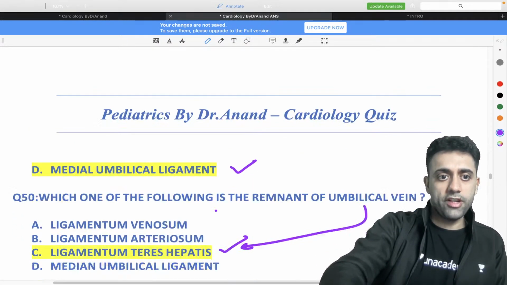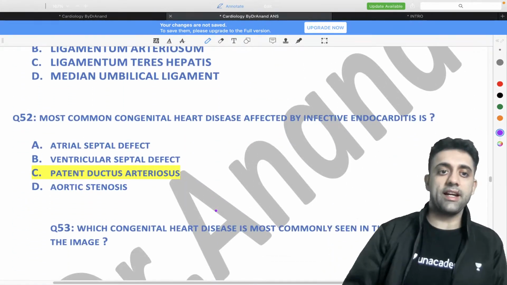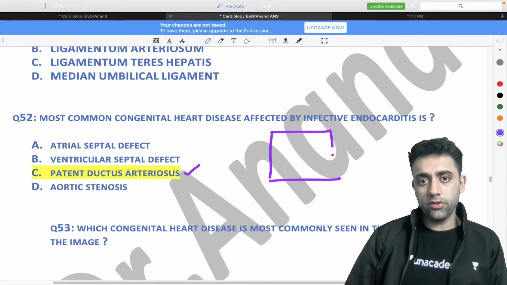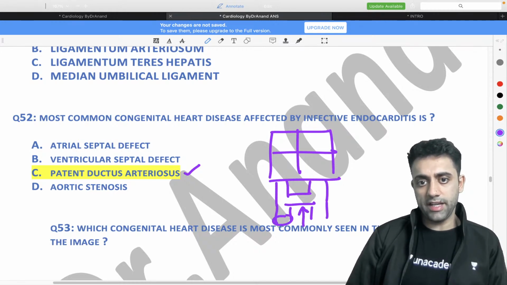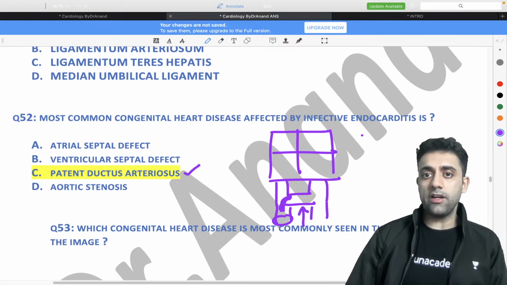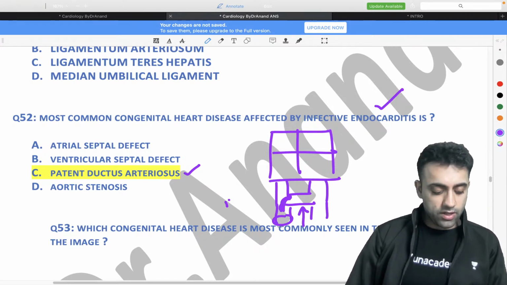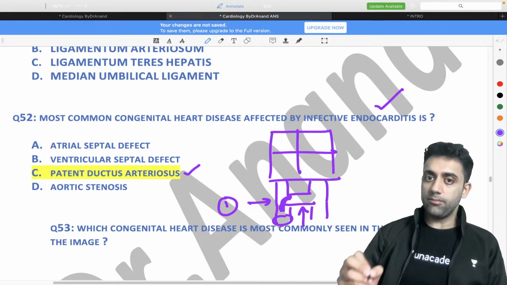Question number 52. I think the best answer should be exactly patent ductus arteriosus. Always remember, my dear friends, I told you the four-chambered heart, right? And here we have the patent ductus arteriosus. This is the PDA, right? PDA is very close to the pulmonary artery here, okay? So that's why infection and infective endocarditis is very common. Infective endocarditis is very commonly associated with number one, PDA.